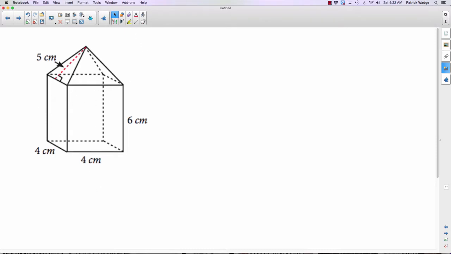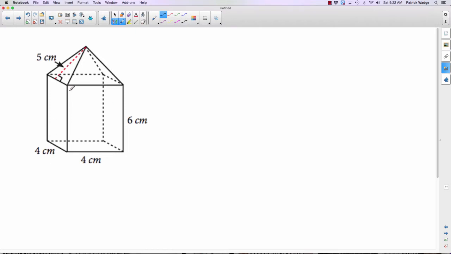Now you can see we kind of have two shapes in this one. We have a rectangular prism on the bottom and a triangular, well, it's actually a pyramid, isn't it? A pyramid on top. So let's think about this. Your initial thought is probably, well, I'm going to get the surface area of the whole rectangular prism. I'm going to get the surface area of the whole pyramid, and I'm going to add them together. You're close, but you see what the problem is with that?